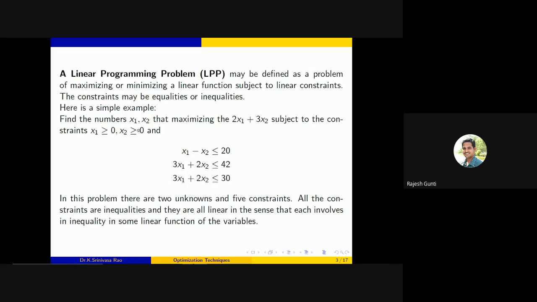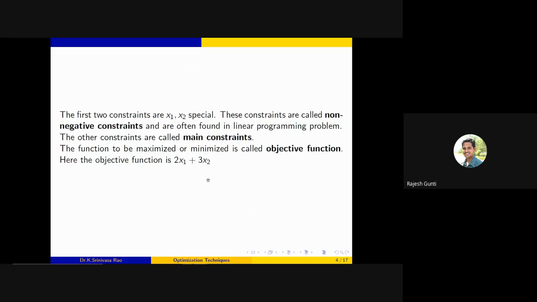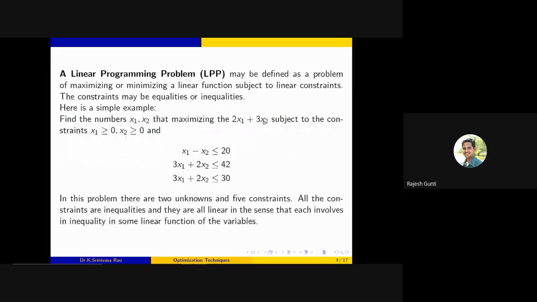These two, x1 greater than or equal to 0 and x2 greater than or equal to 0, are called non-negative constraints, and the others are called main constraints. Here the first two constraints on x1, x2 are special. Those are called non-negative constraints, and the other constraints are called main constraints. The function to be maximized or minimized is called the objective function. Here the objective function is 2x1 plus 3x2, maximizing 2x1 plus 3x2.